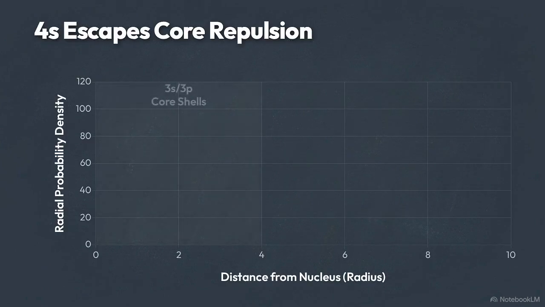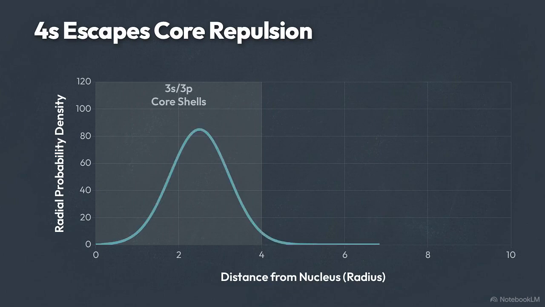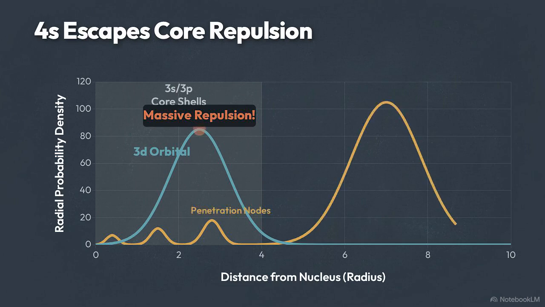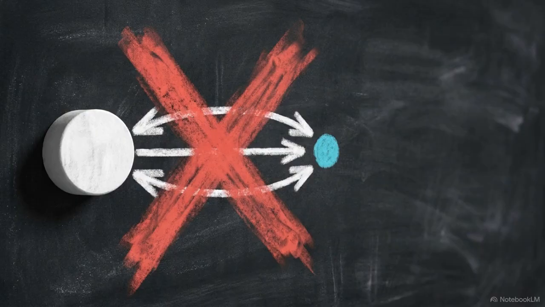This explains the anomaly of why potassium fills the 4s orbital before the 3d. Note how the densely packed 3s and 3p core shells overlap with the 3d curve. Although the 3d orbital is on average closer to the nucleus, it suffers a massive energetic penalty because it occupies the same radial space as the filled core. By contrast, the 4s orbital uses its multiple radial nodes to extend its primary density far beyond this repulsive crossfire.